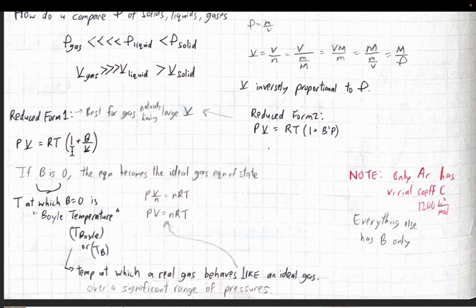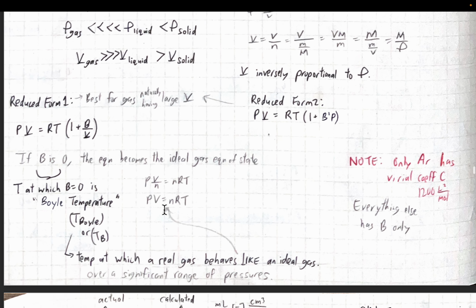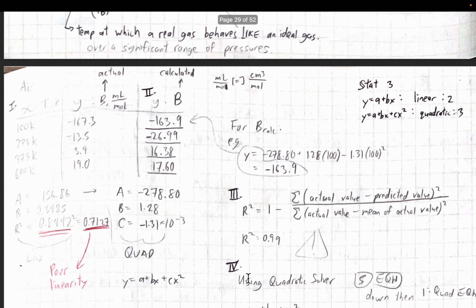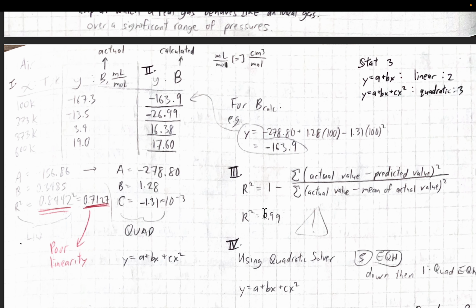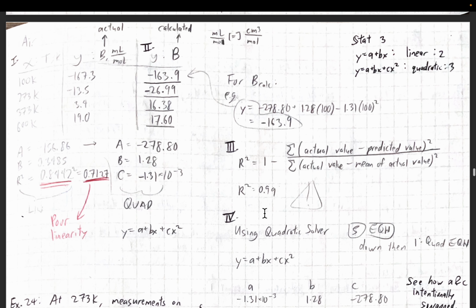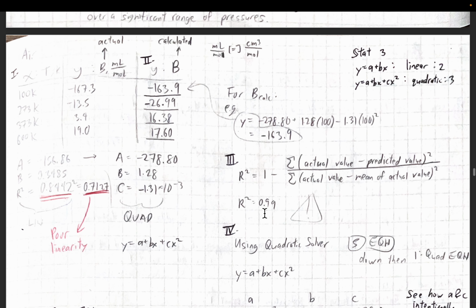So, there's this concept called Boyle temperature. This is the temperature at which the second virial coefficient is equal to 0. And if that value is 0, then it tells you that the equation becomes the ideal gas equation of state. So this one. The Boyle temperature is the temperature at which a real gas behaves like an ideal gas over a significant range of pressures. So this is an example on finding the Boyle temperature of a given gas.